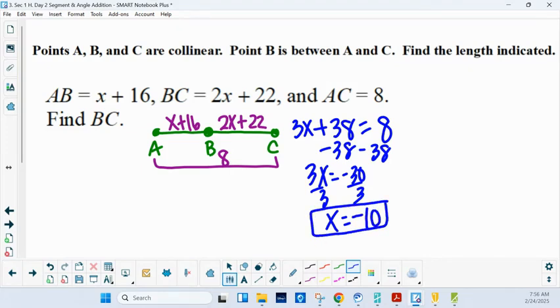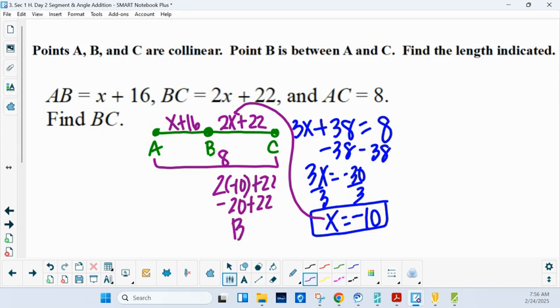And our job is to find the length of BC. So just come back to BC and plug it in. 2 times that negative 10. What is 2 times negative 10? Negative 20 plus 22, how long is BC? BC is 2. Good.